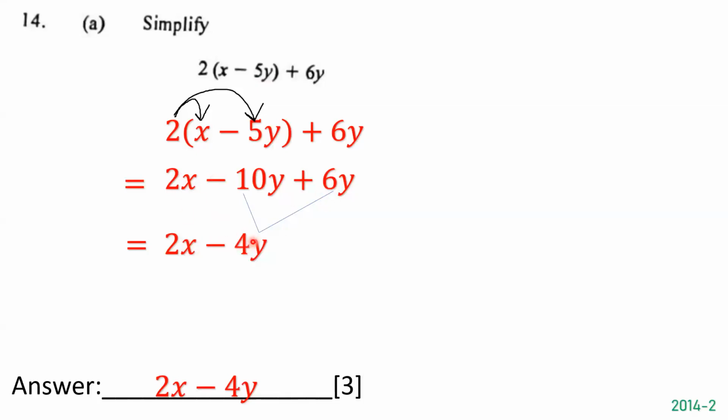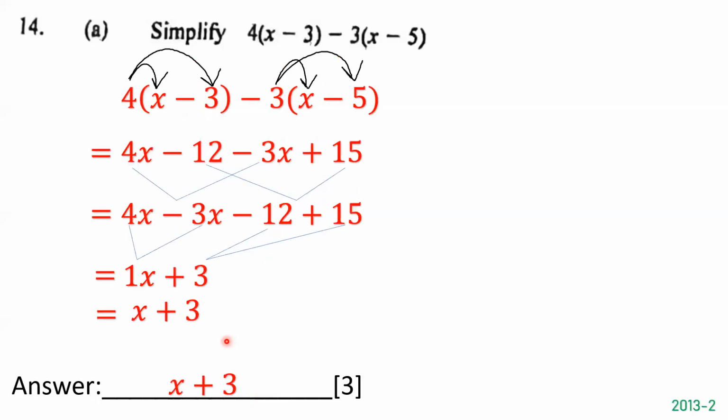How do we get the 4y? Because if you look at it, we have negative 10y plus 6y. And if you do negative 10 plus 6, that's going to be negative 4. And so the answer here is negative 4y because negative 10y plus 6y is going to be negative 4y. So the answer is 2x minus 4y. Let's move on to the next question.